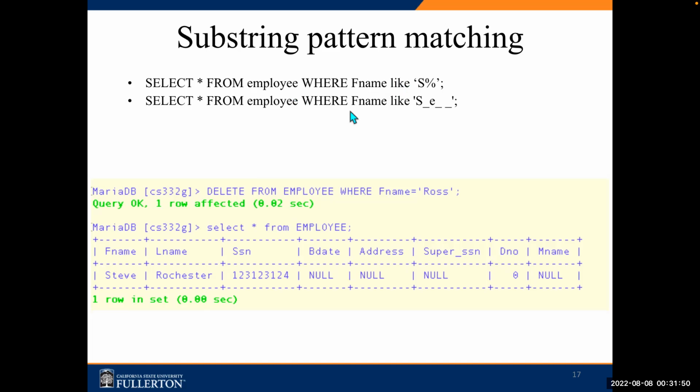Now, if you were looking for something specific, for example, Steve, you could use the underscore, which means exactly one character can fit in here. So if there were any first names starting with S and an E in the third alphabet location, then those first names would be selected.